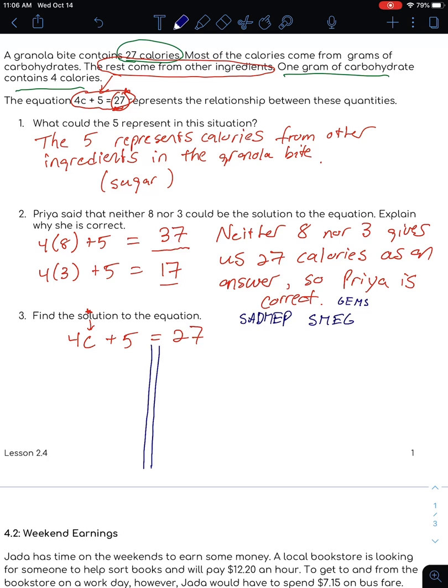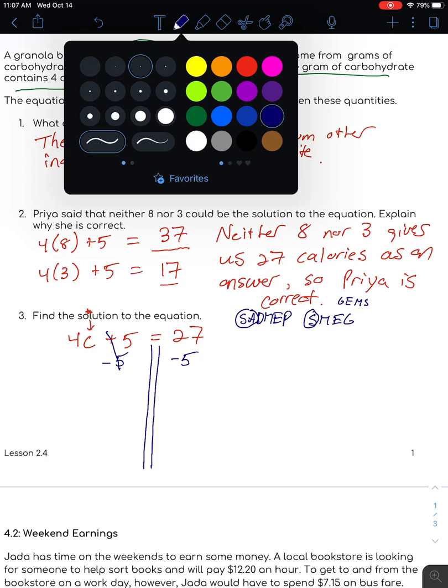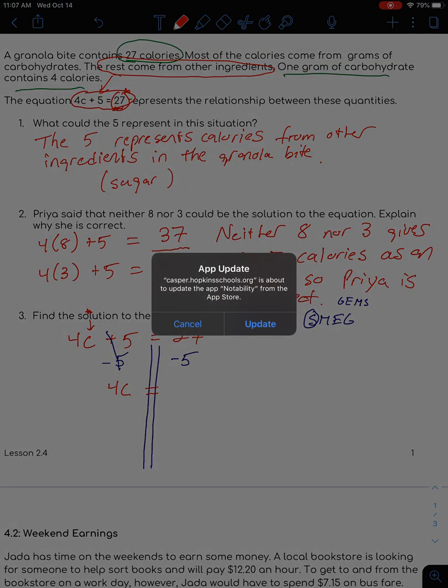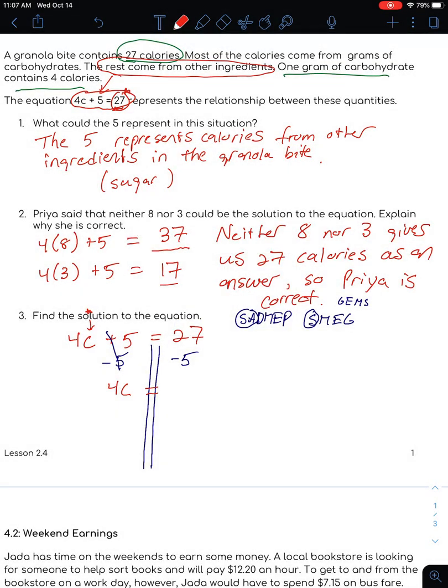Or maybe you just think about, okay, I got to work my way back to the C, so I have to undo everything that's farthest away first and then work my way back to the variable and get it by itself. There's some different ways of doing that. We're going to start off though with the subtracting or adding, and we're going to undo that first. So we're going to undo the adding of 5 by subtracting 5, so balancing it on both sides of the equation. That cancels out the plus 5 on the left, so we have 4 times C left over on the left side, and 27 minus 5 would be 22.